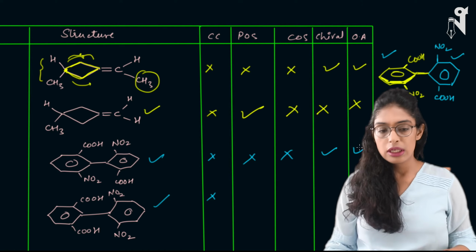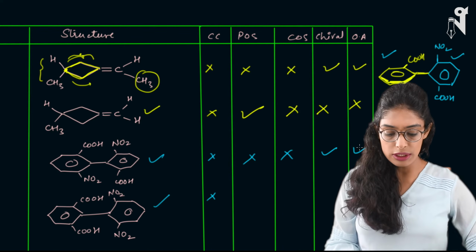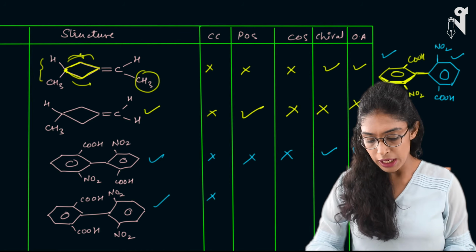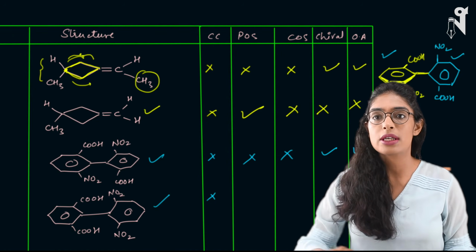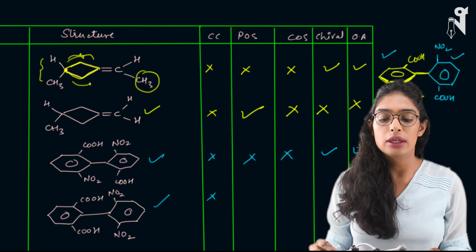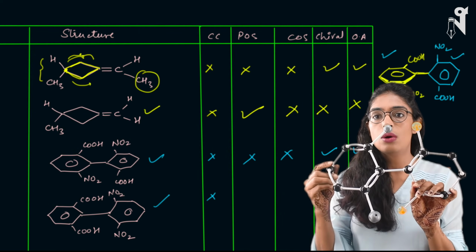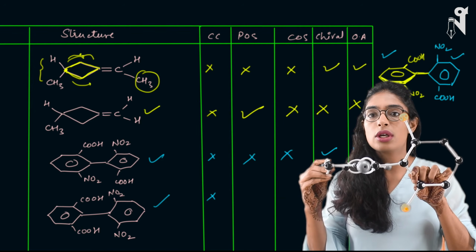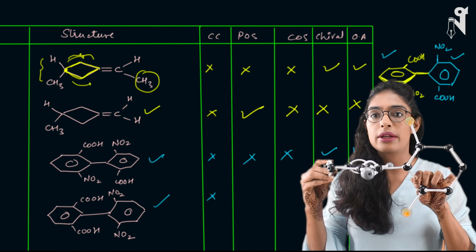Now in the other molecule, there is a small change we have made: in the first benzene we have put both the COH, whereas in the second benzene we have put both the NO2s. I'm just fixing my benzene model so that I can show you how the next molecule looks. So this is how our next molecule looks. Now in this, two COH are in one ring and two NO2s are in the other ring.